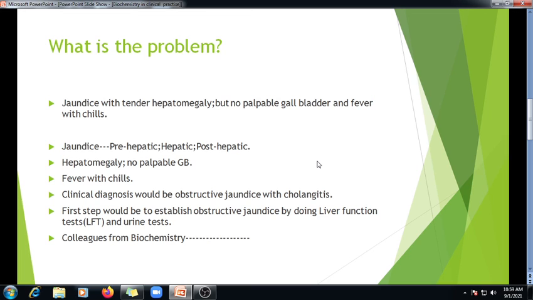Now, for all tests that we do or any examination that we do, there are certain problems that you can face, which will also be discussed. So I'll come back once they have finished discussing the biochemical aspects of diagnosing obstructive jaundice.